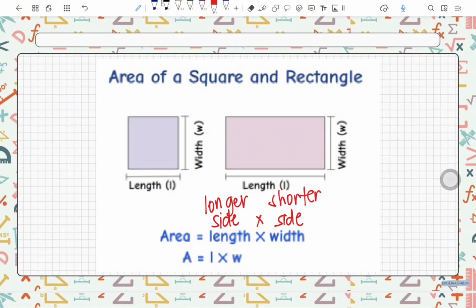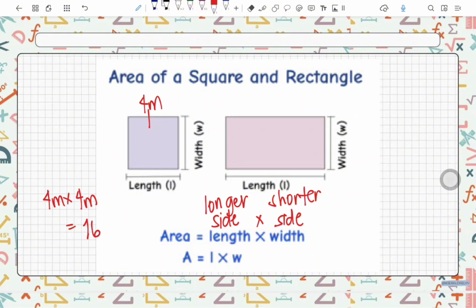For example, if a square has a side of 4 meters, what would be the area? Again, it is only side times side. One side is equal to 4 meters. So it will be 4 meters times 4 meters. And what is 4 times 4? 4 times 4 is equal to 16.